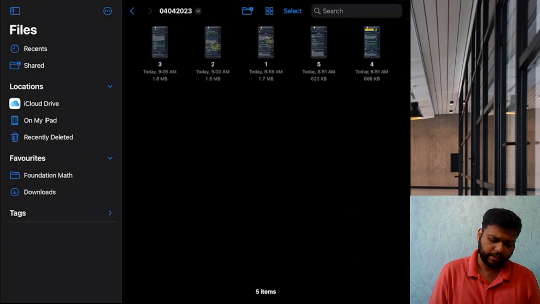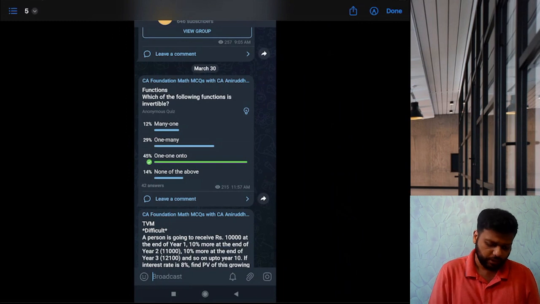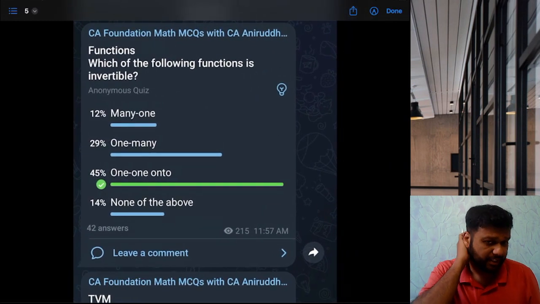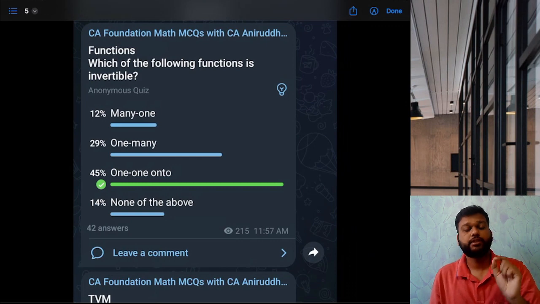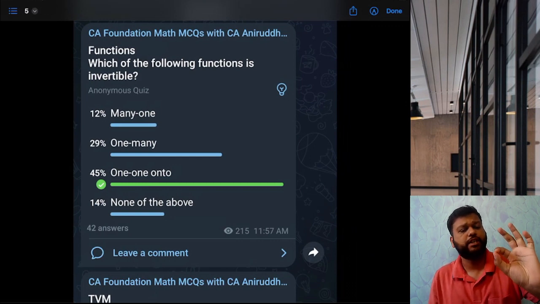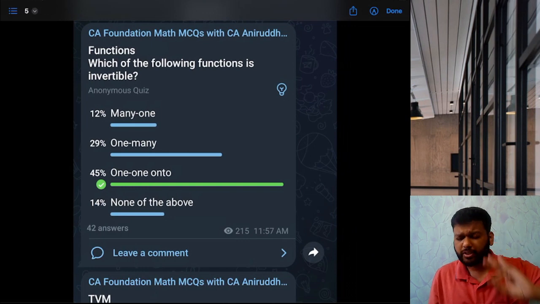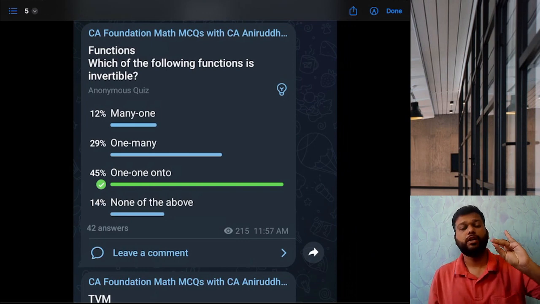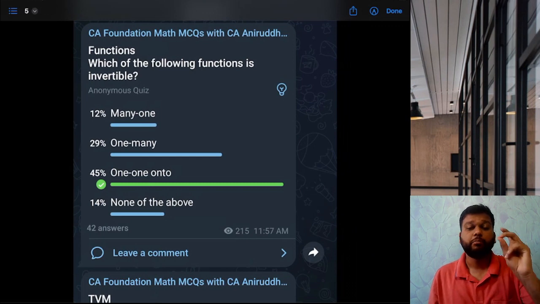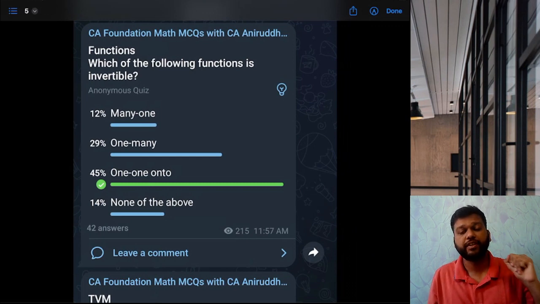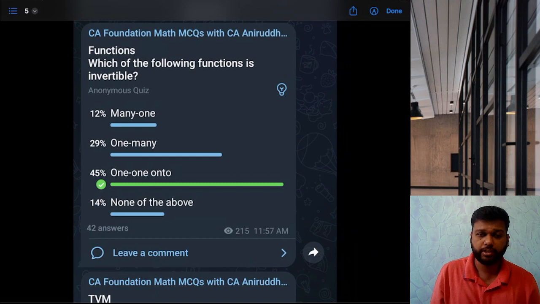Okay, that's it. And the last one, which of the following functions is invertible? This is easy because it is a purely theory question. You must study the theory of chapters like functions, statistics, index numbers, because that is important, and that will give you a very big bonus advantage in the exam, because you can solve a theory question within 10-15 seconds. Okay, so you can use the time for other questions.